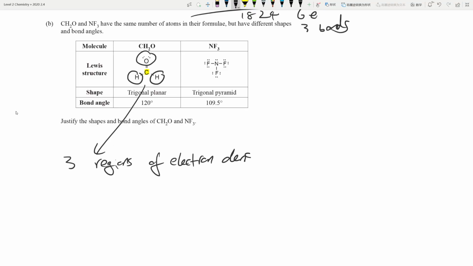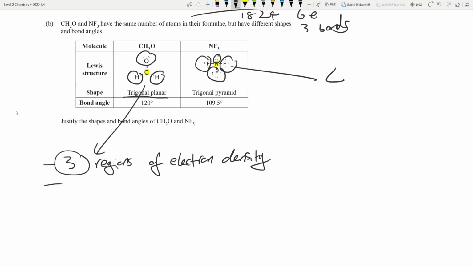And what they want to do is position themselves as far away as possible to minimize repulsion. Okay, so that's probably in the answer, so I'm not going to write all that down. So again, if you didn't catch that, these regions of electron density, because they're all negative, want to position themselves as far away as possible to minimize repulsion, and that will give them a trigonal planar shape. If you look at NF3, nitrogen is the central atom. So this has 1, 2, 3, 4. So this has 4 regions of electron density, so they will repel each other as far away as possible to minimize repulsion.